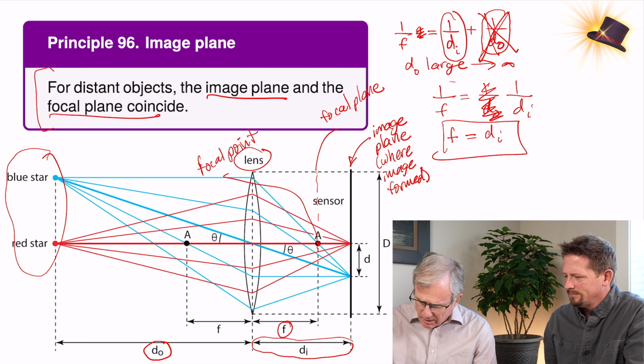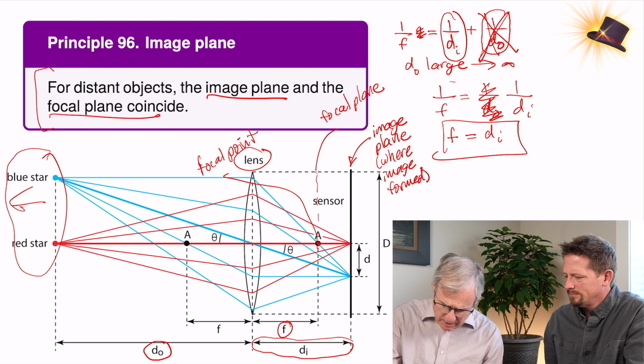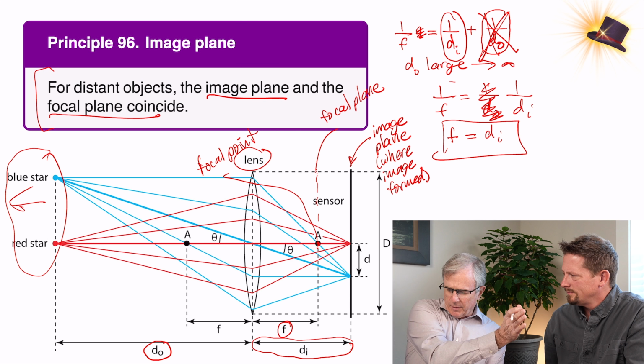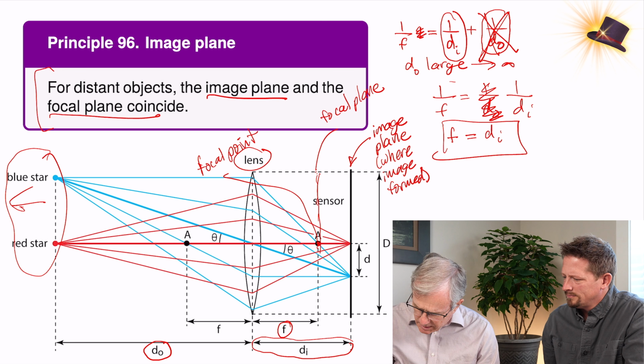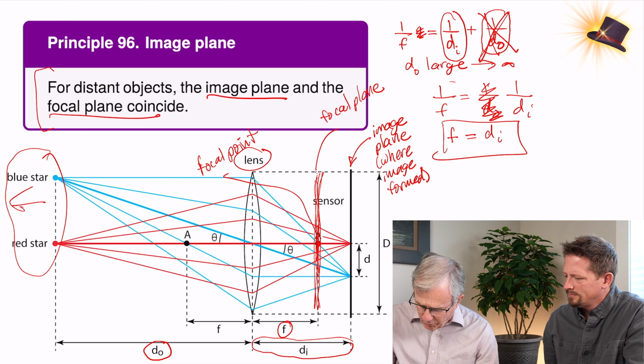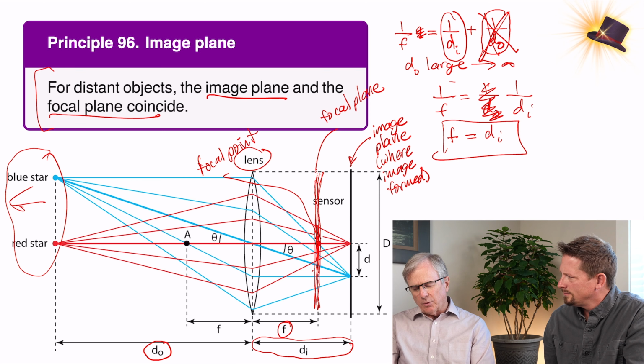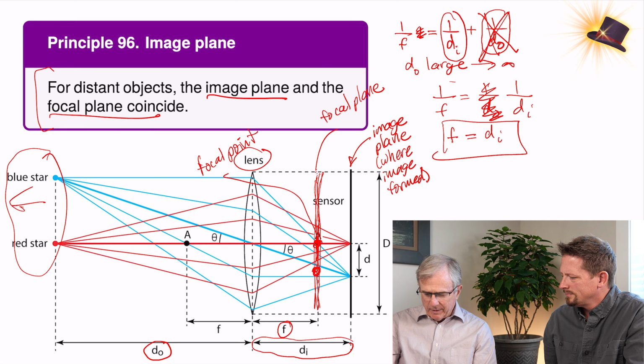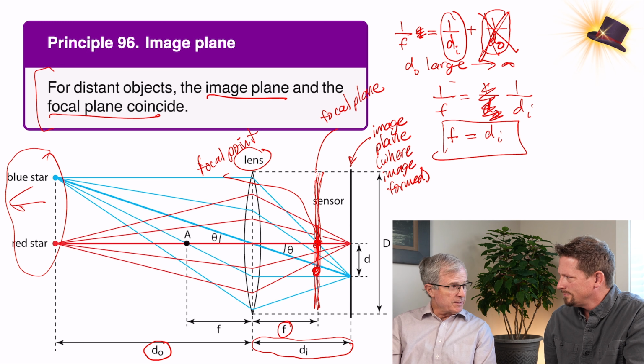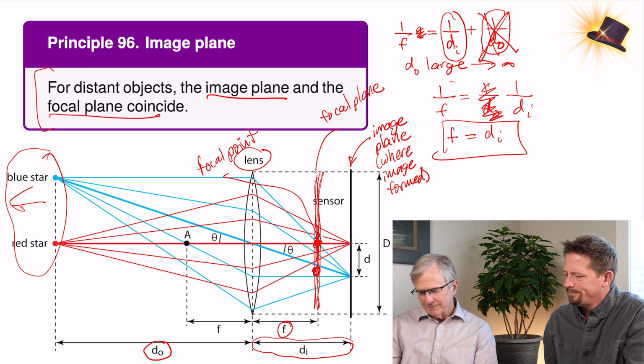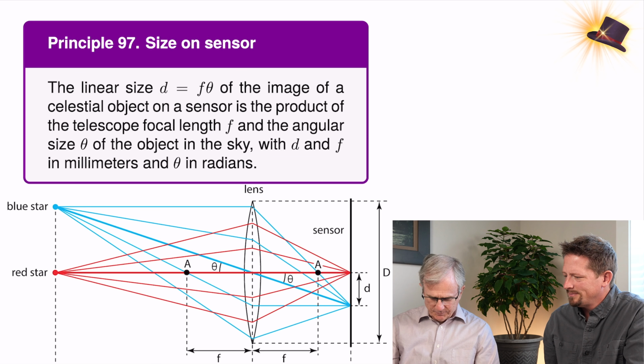So what does that mean? It means that as you take these stars farther and farther away, this image plane will get closer and closer to the actual focal plane, and then the image will be formed at the actual focal plane. But there'll still be a point for blue, still a point for red. There's an orange star. You'll have a separate spot for it. Thanks for that correction.